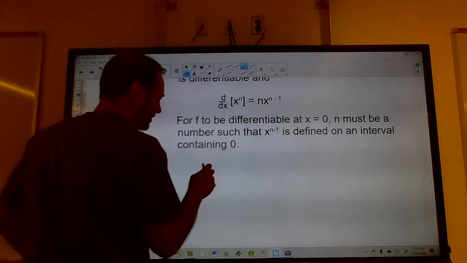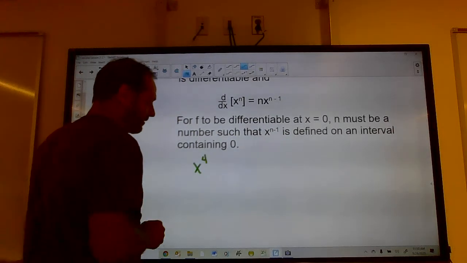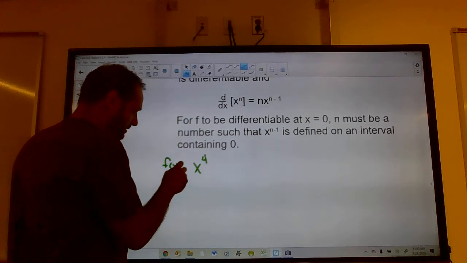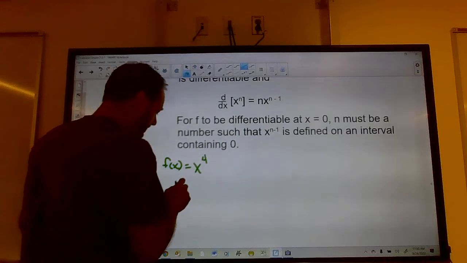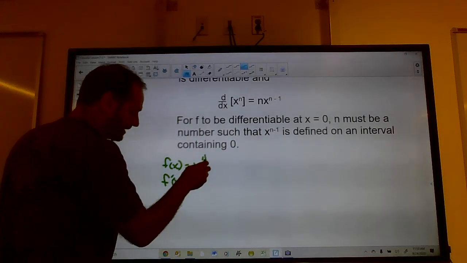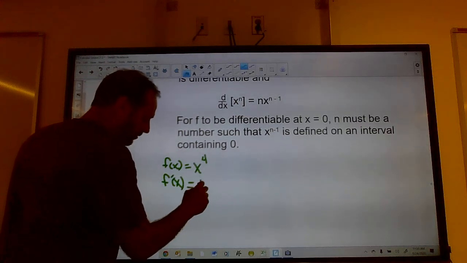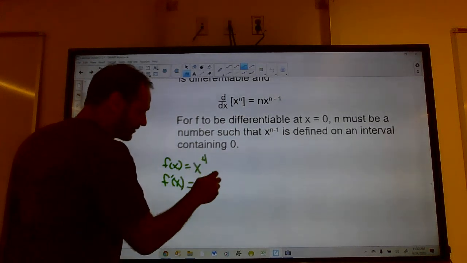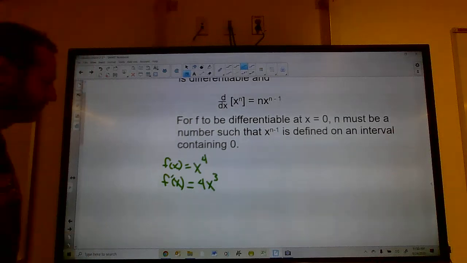If I have a function like x to the fourth power, and I want the derivative, f prime of x, I'm taking this times this, so it's 4 times 1 is 4, x, drop the power 1.